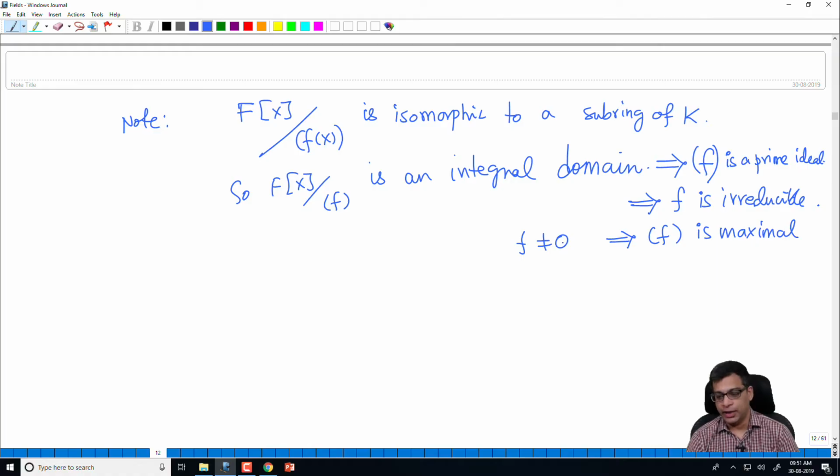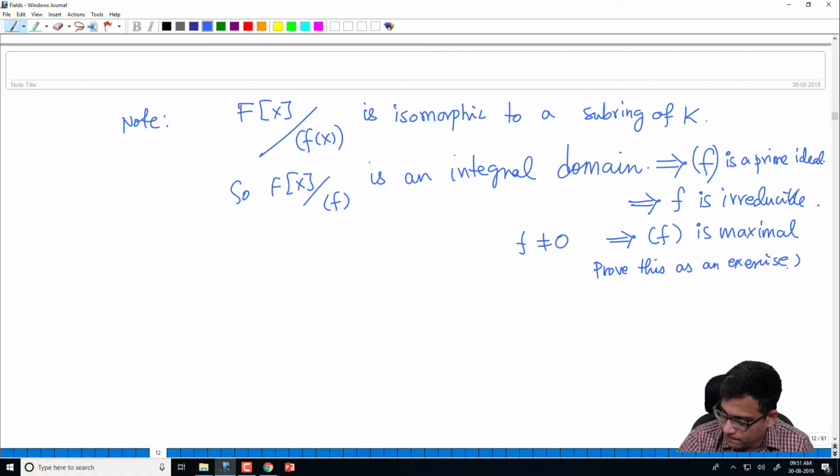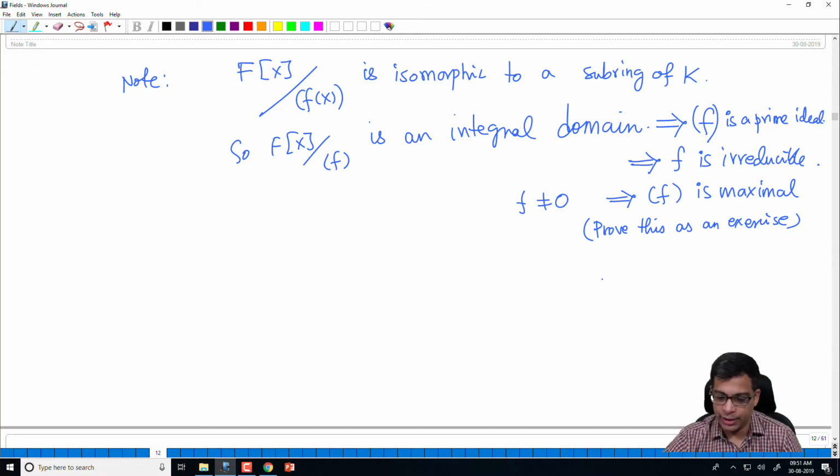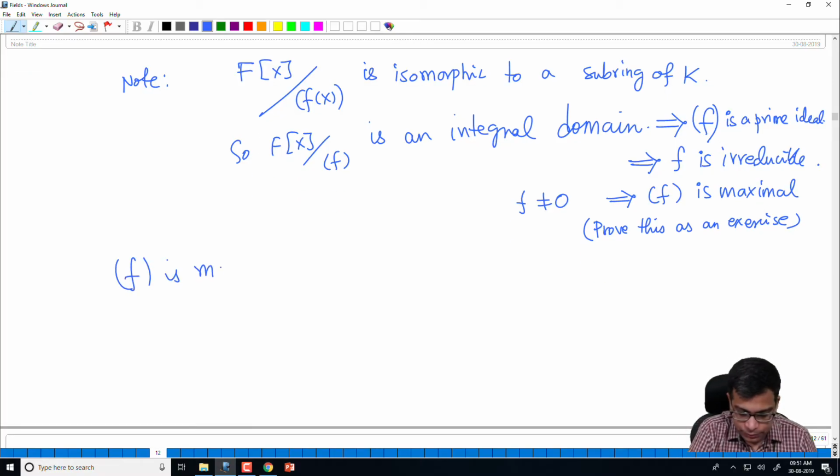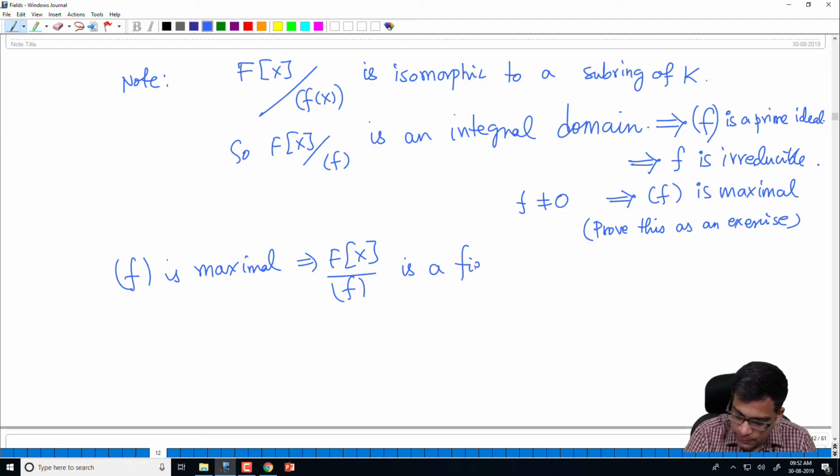Remember that in a PID, if you have a non-zero element which is irreducible, its ideal generated by that is maximal. This of course I covered in an earlier part, but you can prove this as an exercise. It's a good way to revise that material. So it's a maximal ideal, but once f is maximal, F[x] mod f is a field, right? One equivalent characterization of a maximal ideal is that F[x] mod small f is in fact a field.